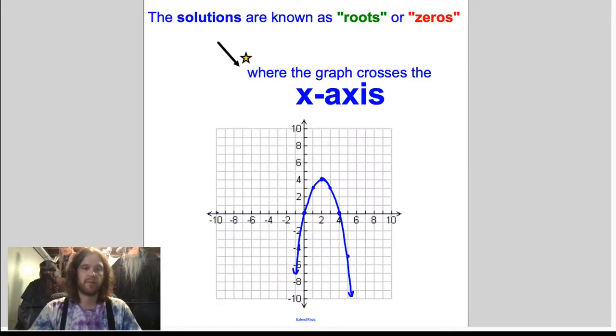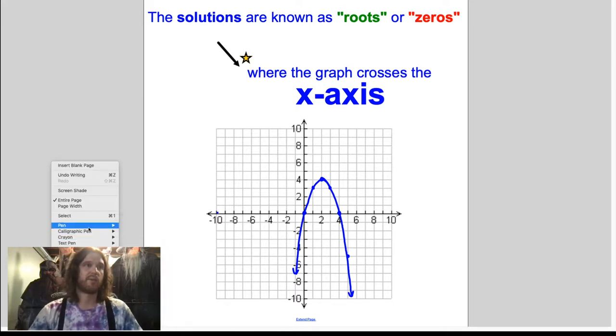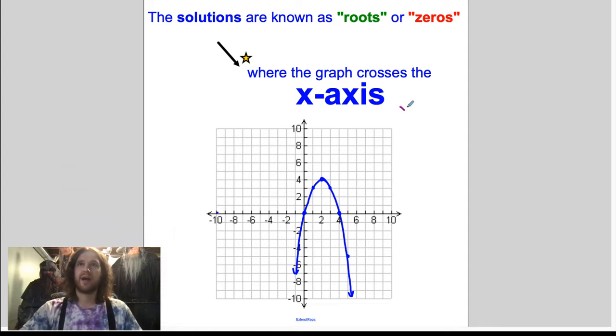Okay, so just so you know, the solution to a quadratic equation is also known as a root or a zero. And really all that means, a solution, a root, or a zero, is just wherever the graph crosses the x-axis. Now remember, the x-axis is the line y equals 0. It's a horizontal line, so that's why they're called zeros. It hits 0 on the y-axis. So that's our line that we're looking at.